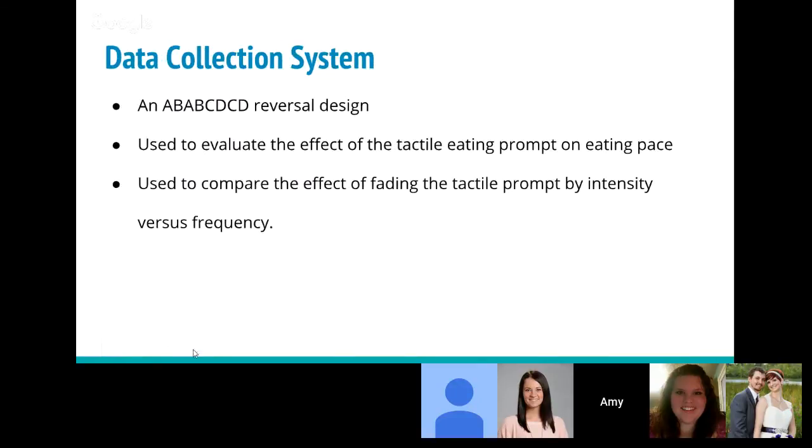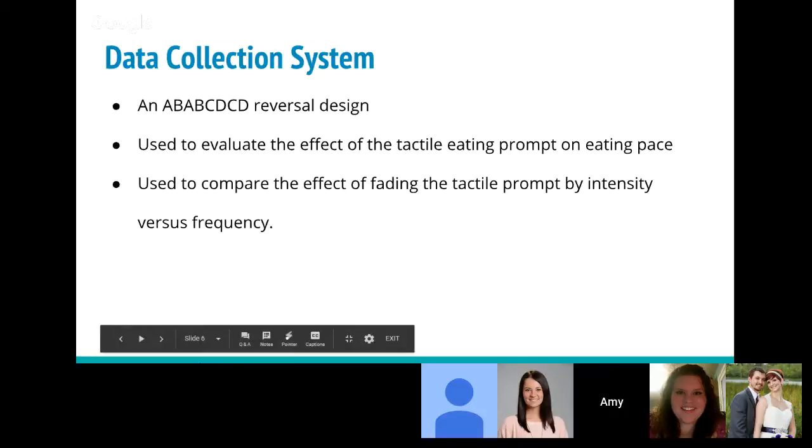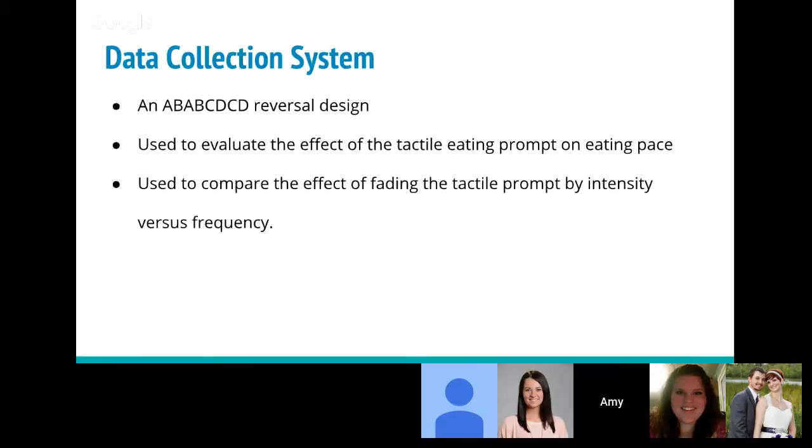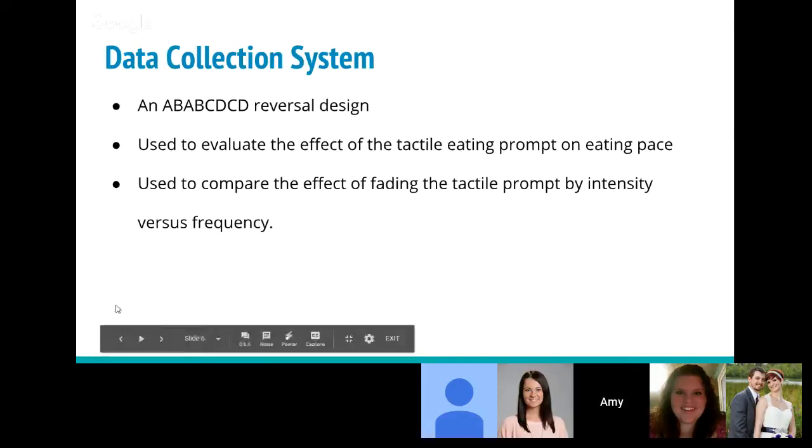The data collection system used was the ABCD reversal design. It was used to evaluate the effect of the tactile eating prompt on eating pace, and used to compare the effect of fading the tactile prompt by intensity versus frequency.